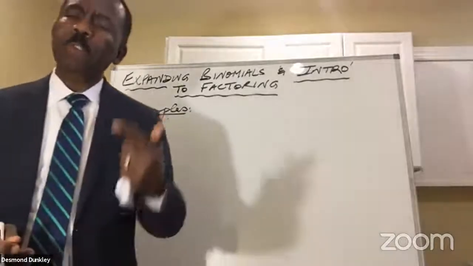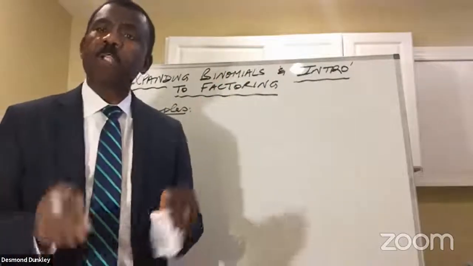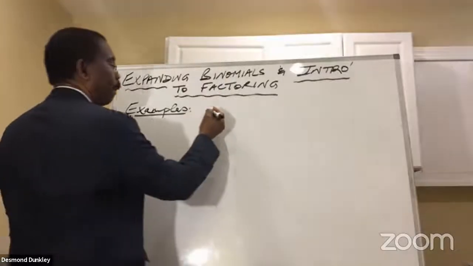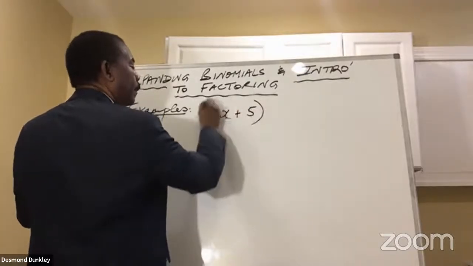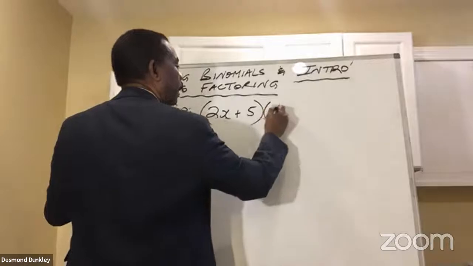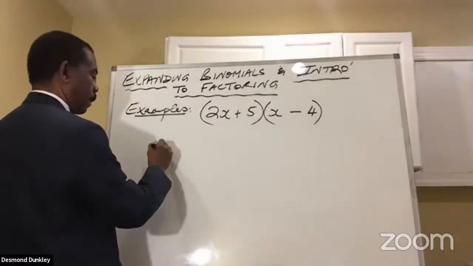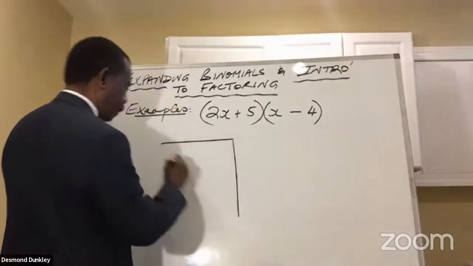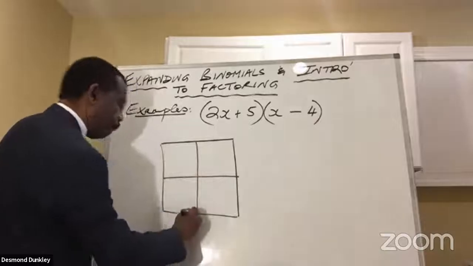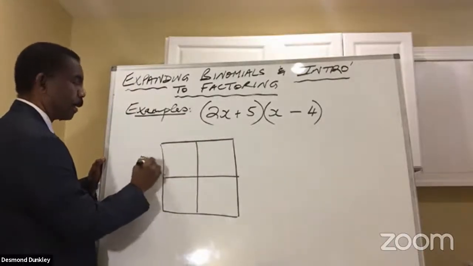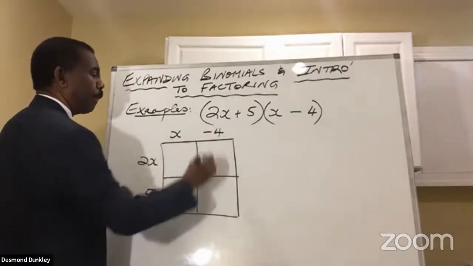I also like to take the time to show you that there are some teachers who teach you to multiply algebraic expressions using a box. So for example, if we have 2x plus 5 times x minus 4, you put the 2x right here, you put the 5 right here, you put the x right here, and you put negative 4 right here.